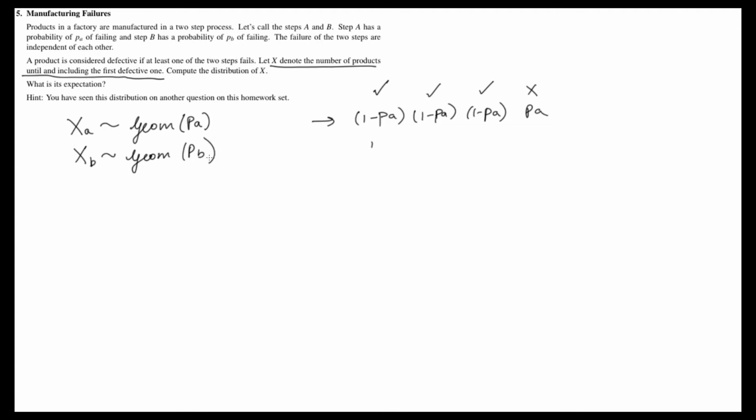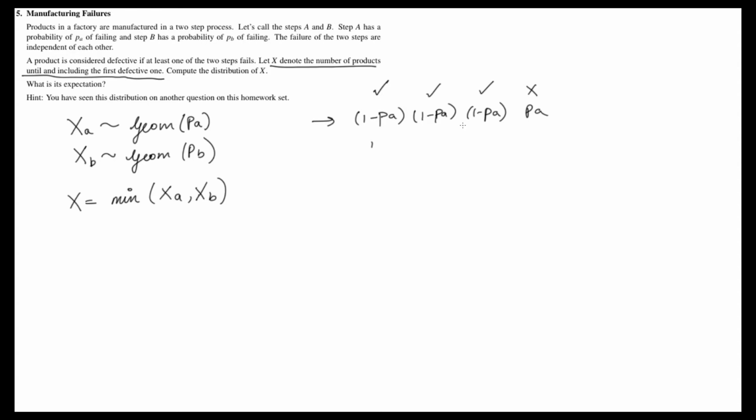Now, what is X? X basically ends the moment either XA or XB ends. So the moment step A or step B fails, or either one of them fails, you know that at that point X will fail. So basically you're waiting for the first failure of either step A or step B. So what does that tell you intuitively in terms of math? Well, X is equal to the minimum, right? Because you're waiting for the smallest number to finish, and then you're going to say, okay, I'm done, right? So the random variable denoting the number until and including the first defect is just the minimum of step A and step B failing, right?